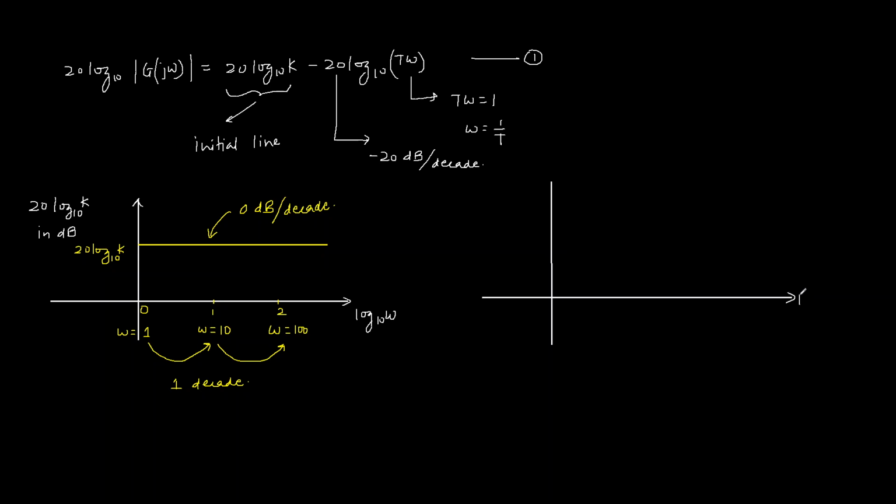Again frequency is in log scale. And now we are drawing the second part, minus 20 log t omega base 10. This is in dB. Now this line exists for omega greater than 1 by t. So we have omega equal to 1 by t somewhere here.